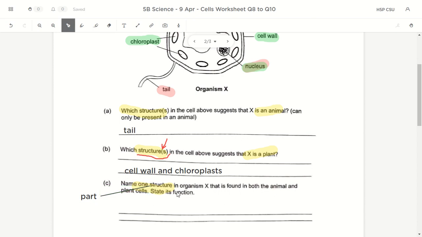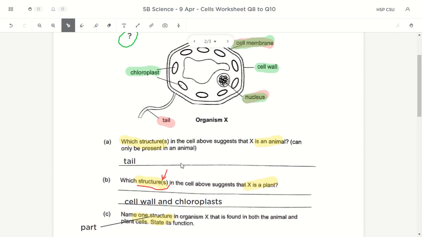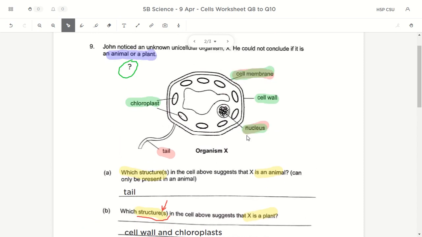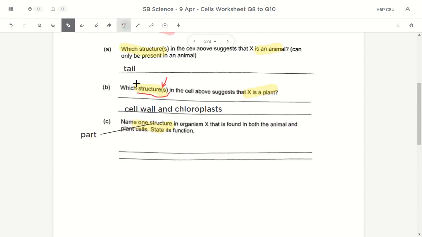Okay, so name one part in X that is found in both animal and plant cell. State its function. There are two, like what we said just now, we went through already. There are two things here that are common to both plant and animal cell. One is the cell membrane, the other one is the nucleus. So let's write both of them down. Nucleus, and cell membrane. Okay, let's put another box for cell membrane.